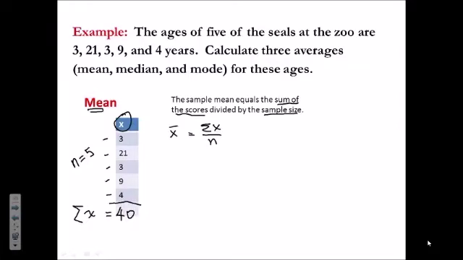If you were talking about a population, on the other hand, the population mean would be mu, and that would be also the sum of the scores, sigma x, but divided by uppercase N, the population size. We're going to be dealing with a sample here, so we'll say the sum of the scores is 40 divided by the sample size 5, so x bar, the sample mean, would be 8.